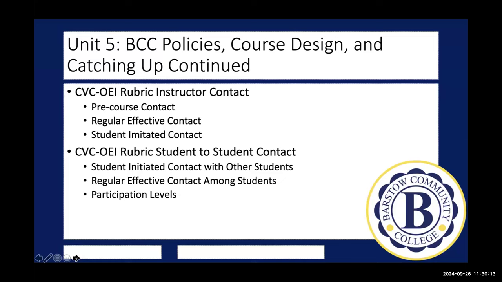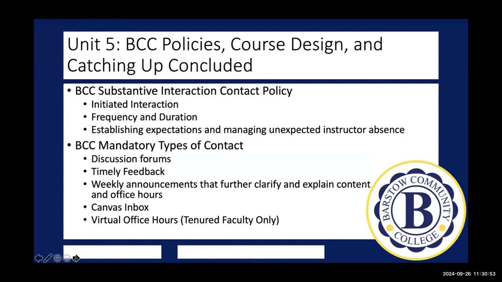All right, so we also cover the OEI rubric Section B for instructor contact and student-to-student contact, and we give our faculty ideas of ways to meet those sections of the rubric. So how to do pre-course contact, what is regular effective contact, and how do you maintain it? What's student-initiated contact? And then we cover what the participation levels are that we have pushed through our procedures. All right, last one for me, guys.